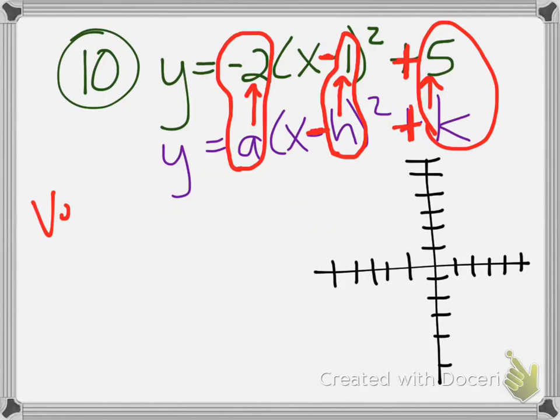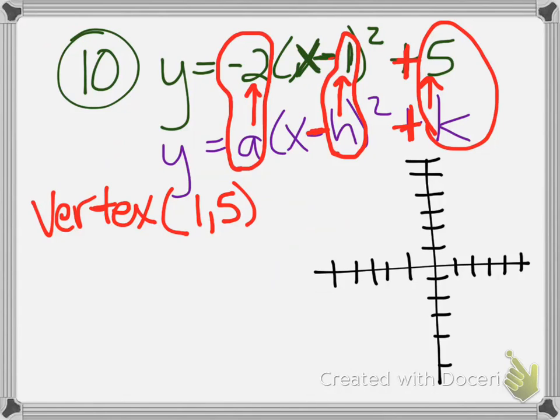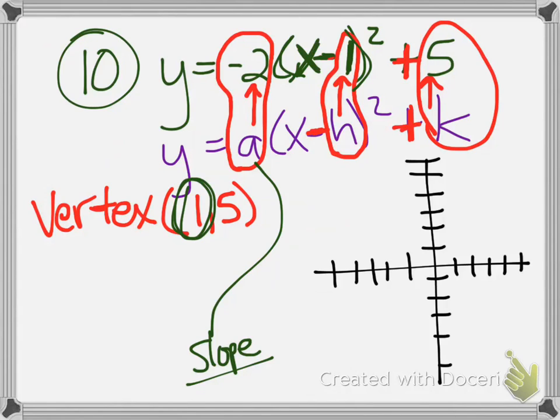For the vertex in vertex form, you take the h, which for us is 1, and the k, which for us is 5. Now notice, in the original problem here, this is x minus 1. So when we put it into the vertex down here, it's positive 1. Anything in x world is always opposite. So there's my vertex. The a works just like the slope we've used before. That's going to tell us how much to go up or down. And so now we're just going to graph this.